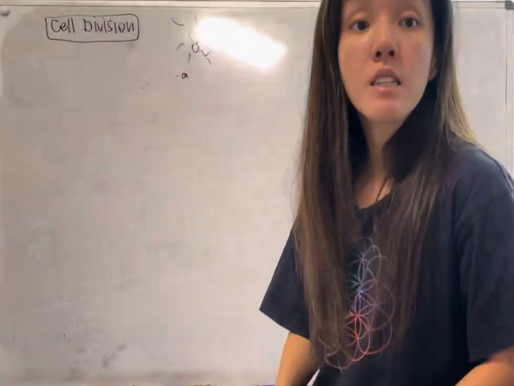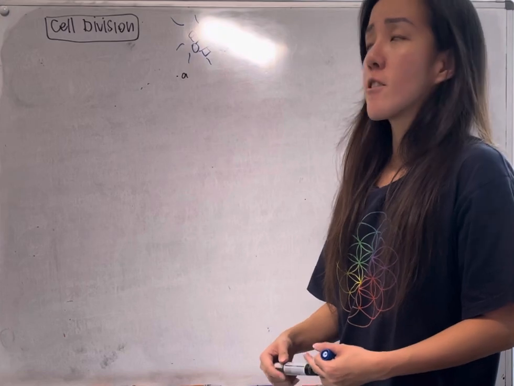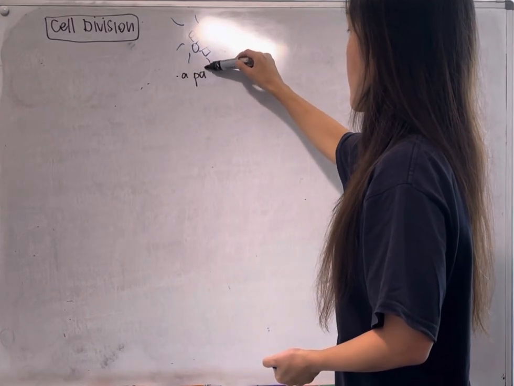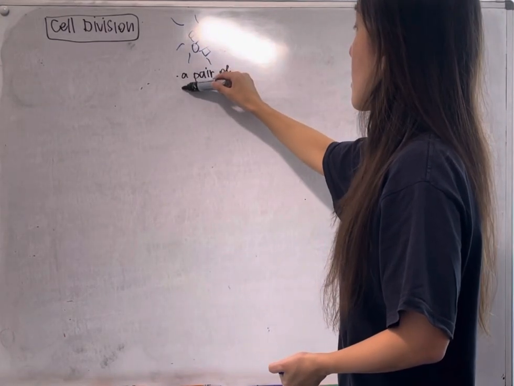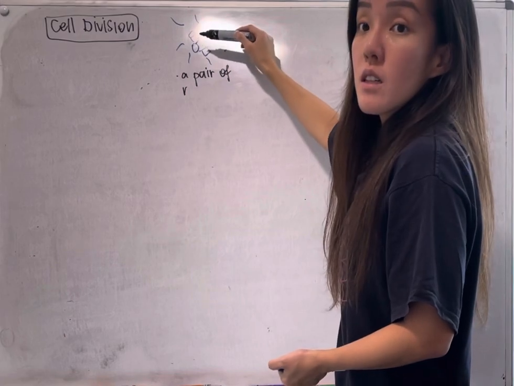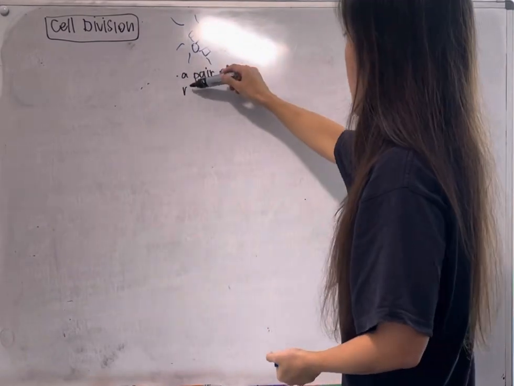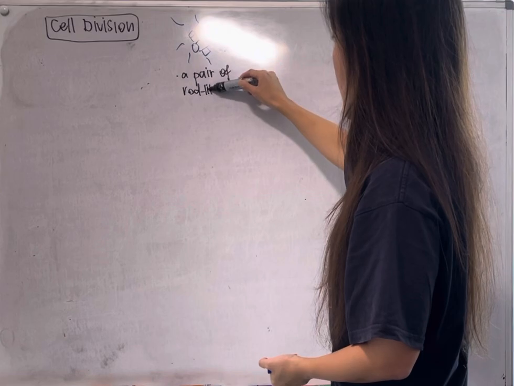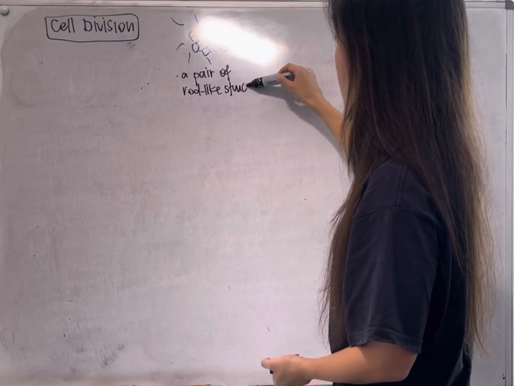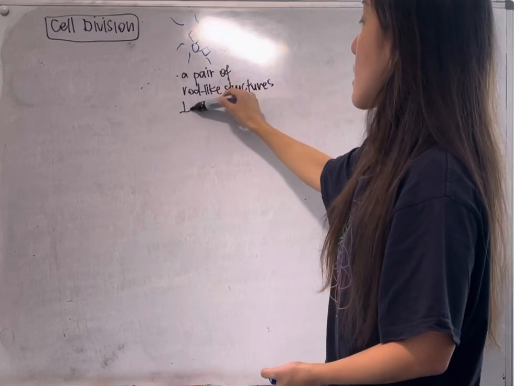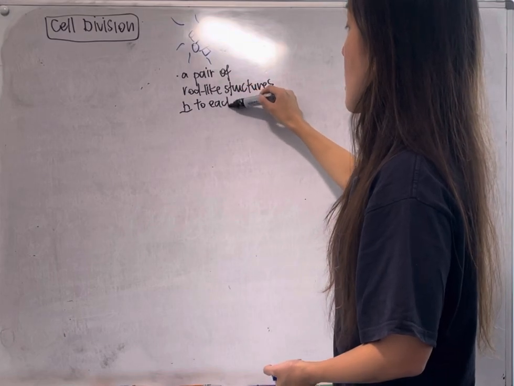A pair of what? Please know the phrasing. A pair of? What is this two light called? Rod-like. Continue, haven't finished yet. Rod-like structures, and then they are always perpendicular to each other.